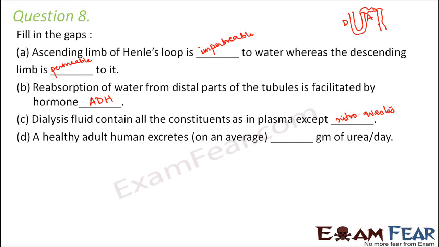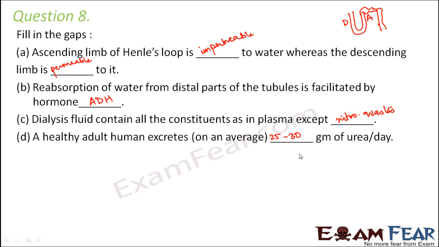A healthy adult human excretes dash grams of urea per day. As I said, it excretes 1 to 1.5 liters of urine, which contains around 25 to 30 grams of urea, and this is excreted in one day by a healthy human adult.